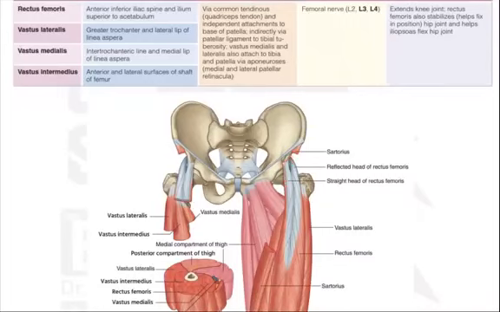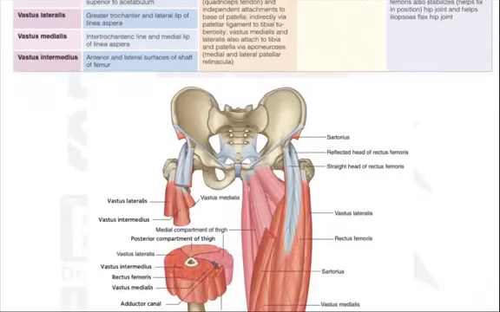The vastus lateralis will be originating from the greater trochanter, also from the lateral lip of the linea aspera. The vastus medialis will be originating from the intertrochanteric line and the medial lip of the linea aspera, and the intermedius is from the anterior and the lateral surface of the shaft of the femur. Okay.